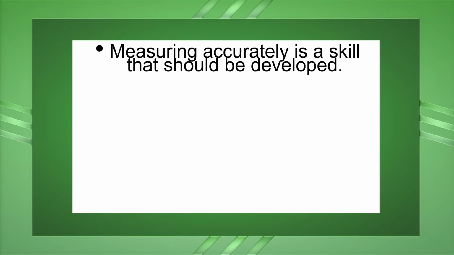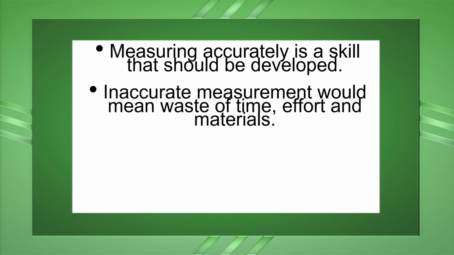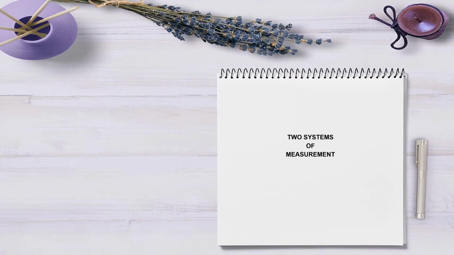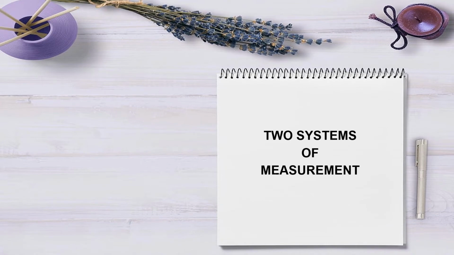Measuring accurately is a skill that should be developed. An inaccurate measurement would mean waste of time, effort, and materials. The development of the skill in measuring starts with the ability to read measurement. Let's proceed with the two systems of measurement.